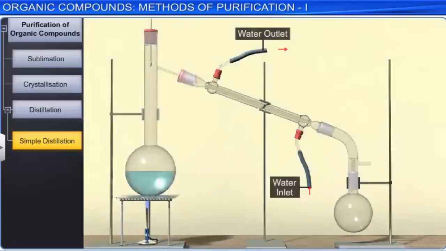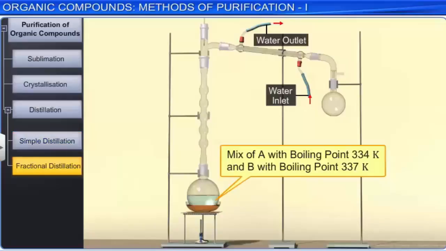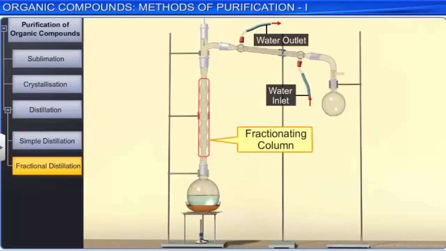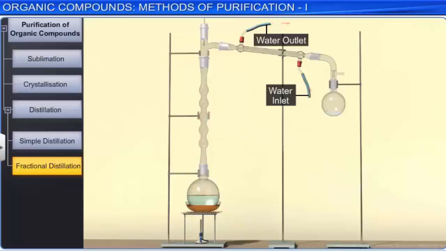Simple distillation cannot be used in the separation of liquids which do not differ much in their boiling points. Another technique called fractional distillation is used to separate liquids which have a small difference in their boiling points. In this technique, a fractionating column is fitted over the mouth of the round bottom flask. The purpose of the fractionating column is to increase the area of the cooling surface and to provide hurdles to the ascending vapors. The vapors of a liquid mixture are passed through this column before condensation.